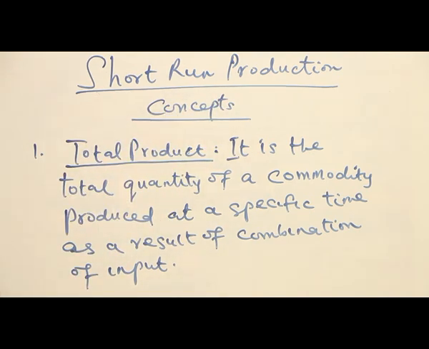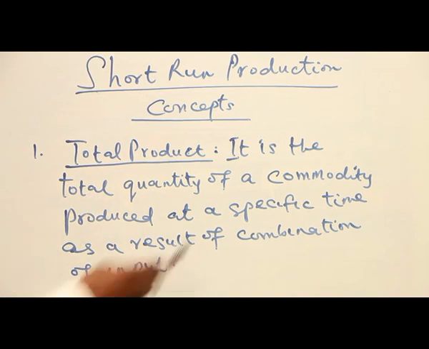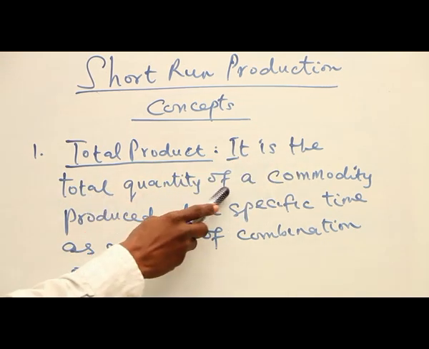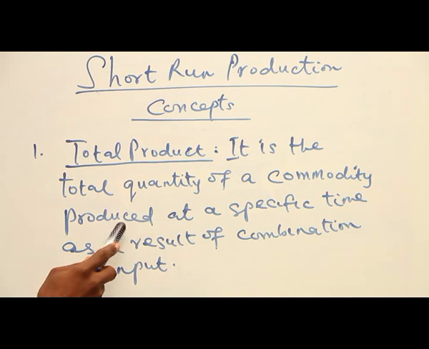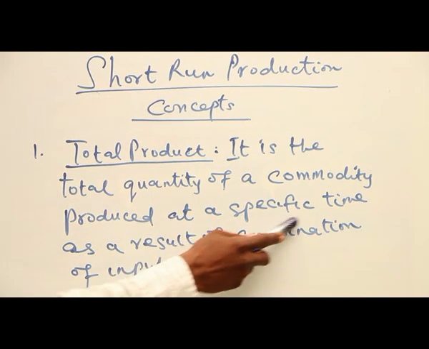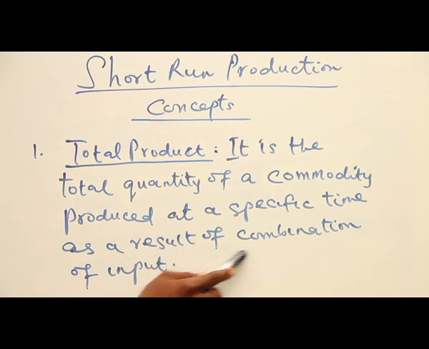The first one, total product. It is the total quantity of a commodity produced at a specific time as a result of combination of inputs. So when we are talking about total product of a firm, in short run, we understand that in short run there are two groups of inputs: fixed inputs, variable inputs.